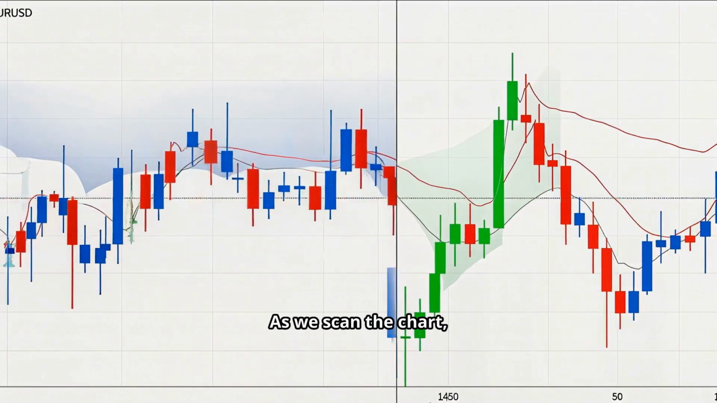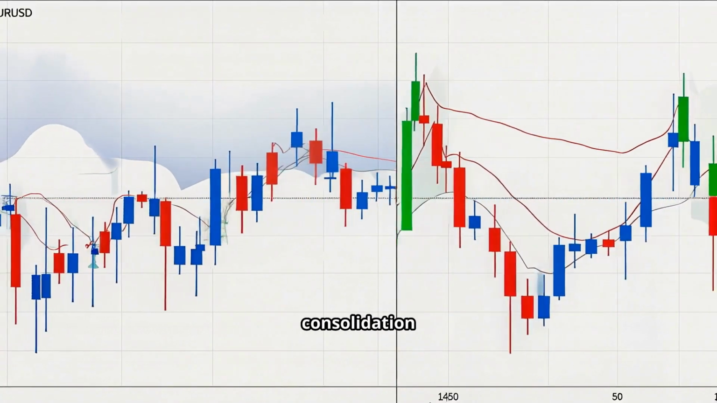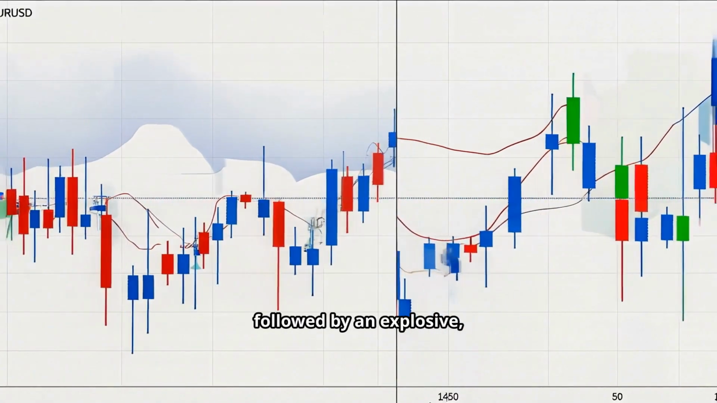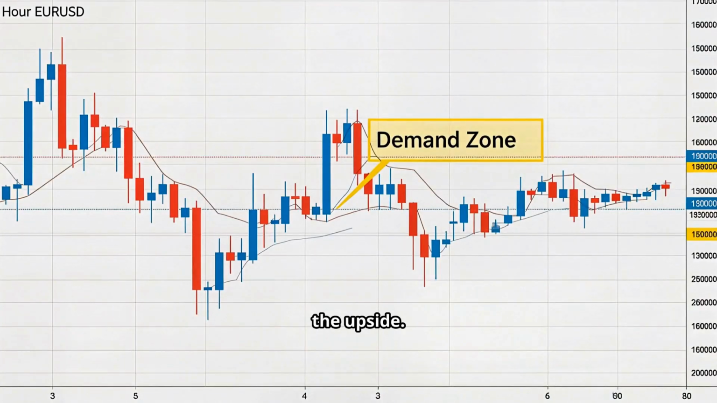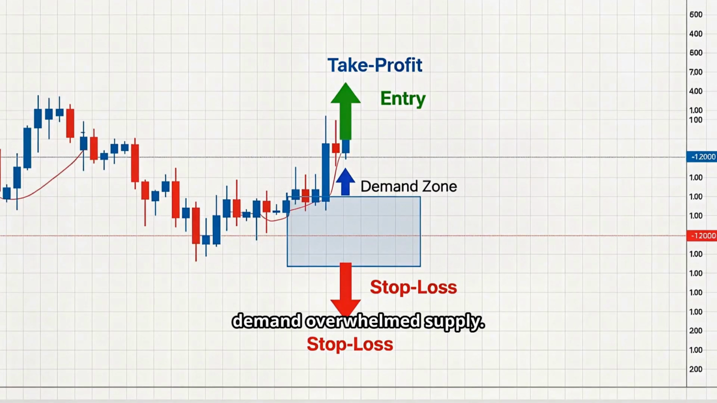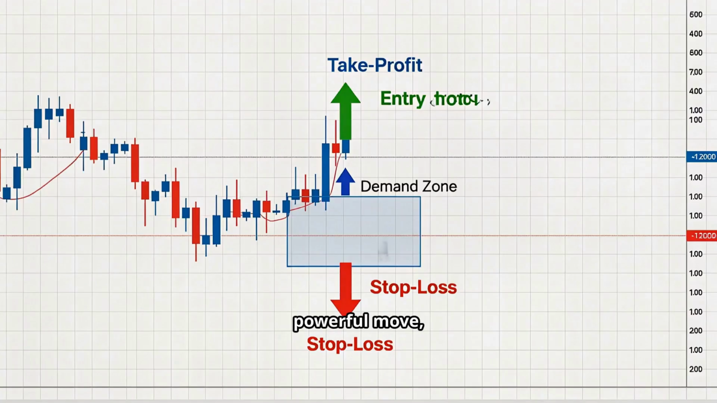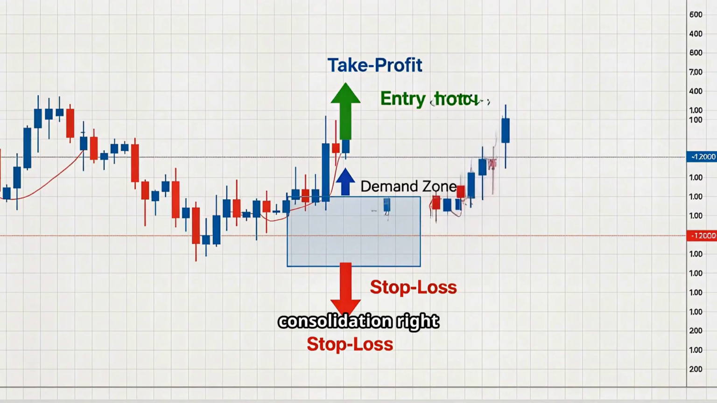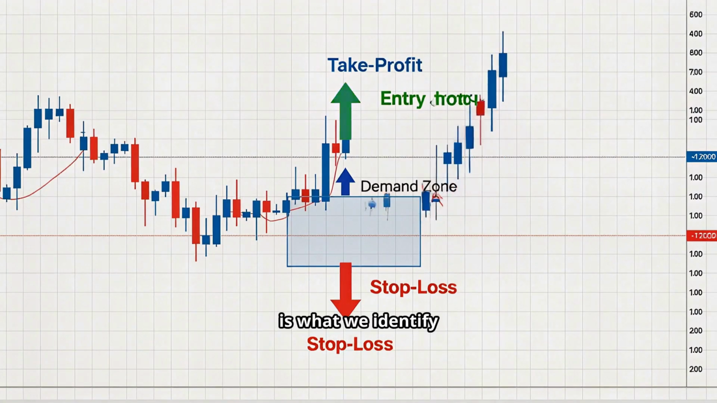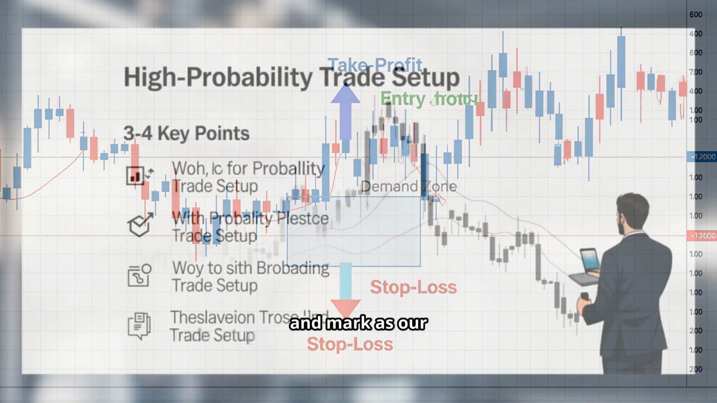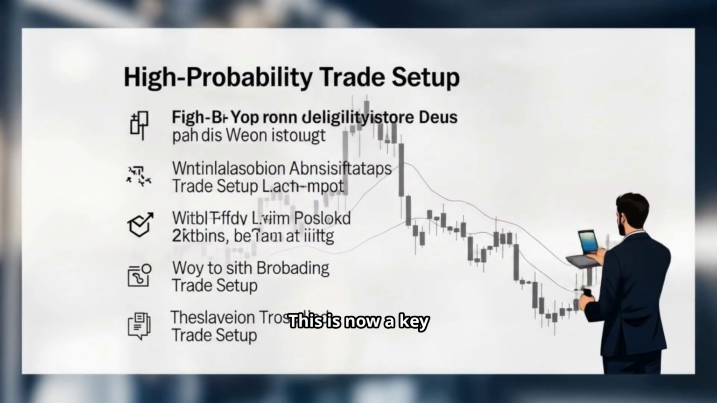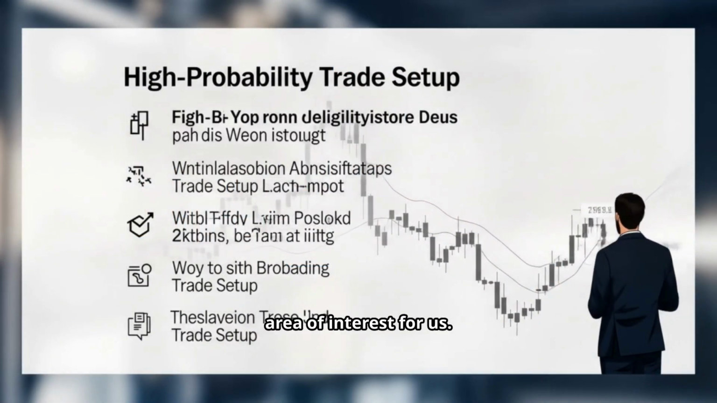As we scan the chart, we notice a period of brief consolidation followed by an explosive, powerful rally to the upside. This explosive departure is critical. It's a giant footprint left by institutional buyers, signaling a massive imbalance where demand overwhelms supply. The origin of that powerful move, that small base of consolidation right before the launch, is what we identify and mark as our 4-hour demand zone. This is now a key area of interest for us.